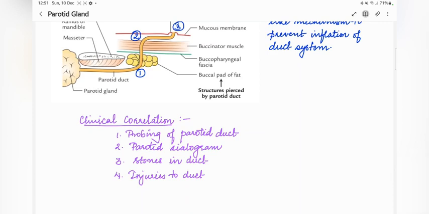Also, we have the parotid sialogram, in which we inject a radiopaque dye through a fine needle or cannula inserted into the mouth of the duct in the vestibule of the oral cavity, which can be used to demonstrate radiologically the ramifications of the parotid duct.